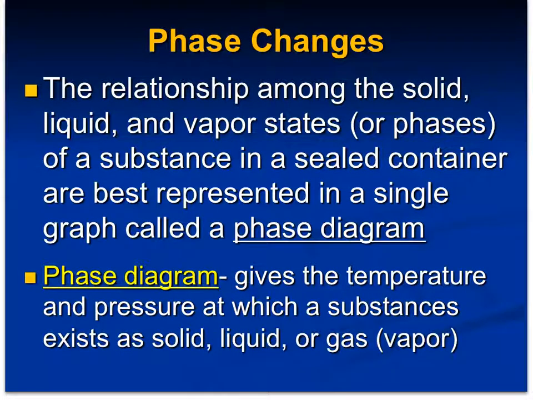One of the things that we talked about in our previous lectures was that boiling point can change at different elevations because of the pressure differences. So we use these phase changes to help show when a substance will boil, when it will freeze, and more formally, the relationship among the solid, liquid, and vapor states, or phases, in a sealed container, which are represented in a phase diagram. The phase diagram gives the temperature and pressure at which a substance exists as a solid, liquid, or gas, and remember we can use the term vapor for gases.